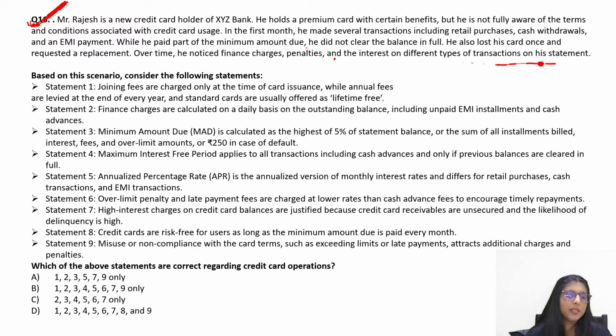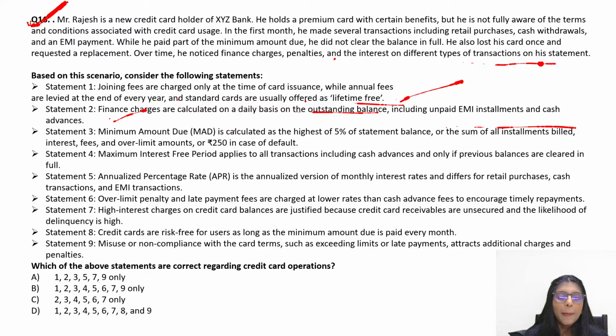Based on the scenario, consider the following statements. Statement 1, joining fees are charged only at the time of the card issue, while annual fees are levied at the end of every year. Standard cards are usually offered as lifetime free. Yes. Statement 2, finance charges are calculated on a daily basis on the outstanding balance, including unpaid EMI installments and cash advances. It's correct.